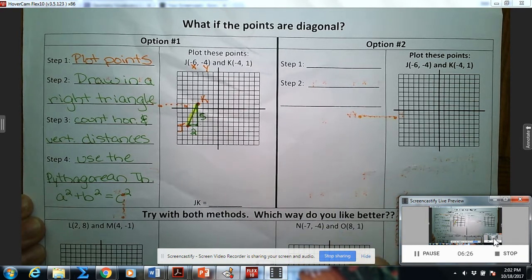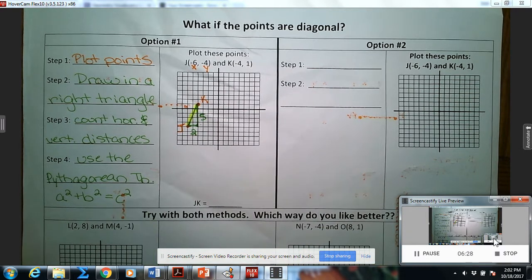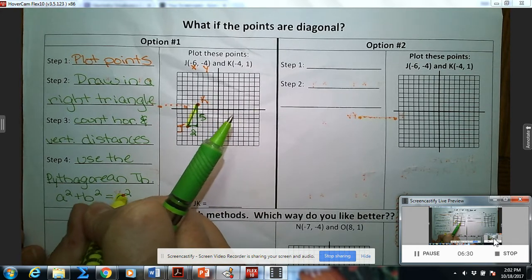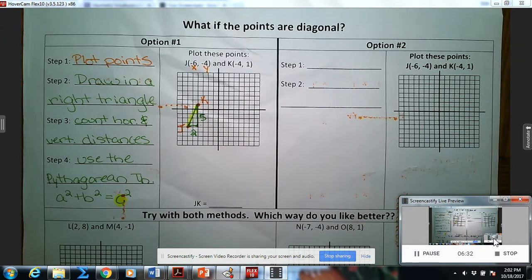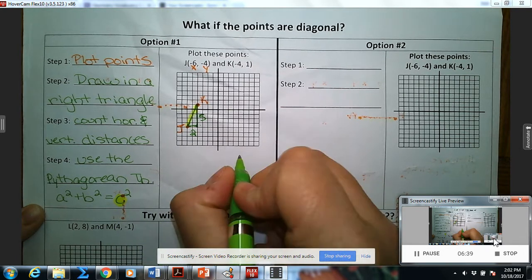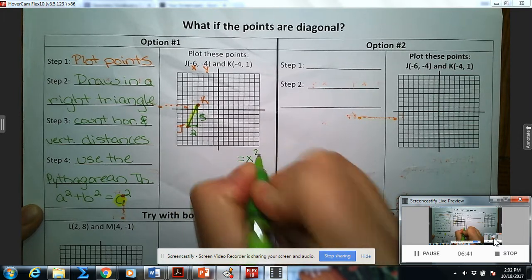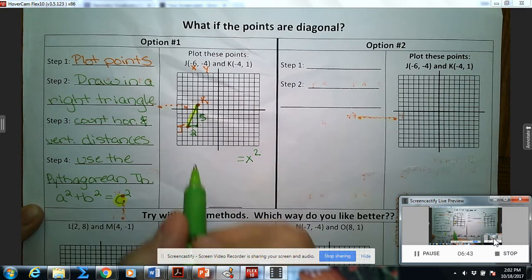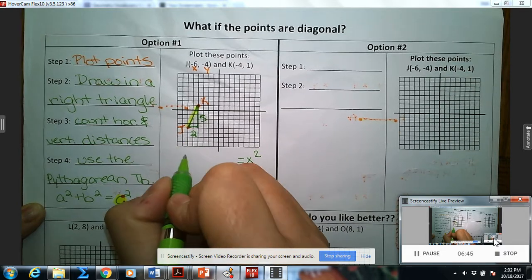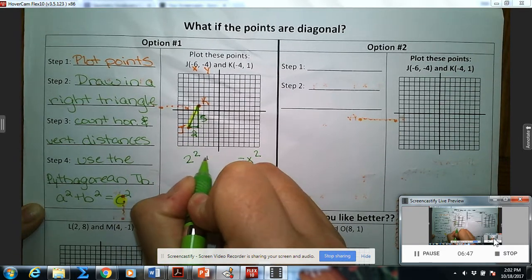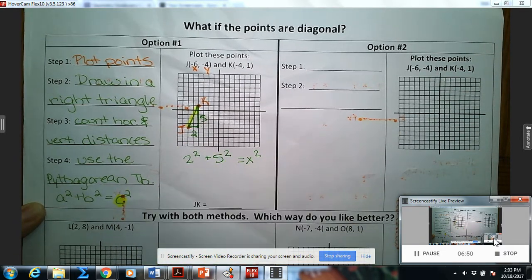Now, very important to remember, the c value is the hypotenuse. That's what I'm trying to find. That will be the distance from J to K. So when I plug in these values, c is what I'm trying to find. I'll call that x, since that's what I'm trying to find. So I'm going to use the 2 as the a squared, and the 5 as the b squared. There we go. 2 in the a position, 5 in the b position. And I'm trying to solve for the distance from J to K.